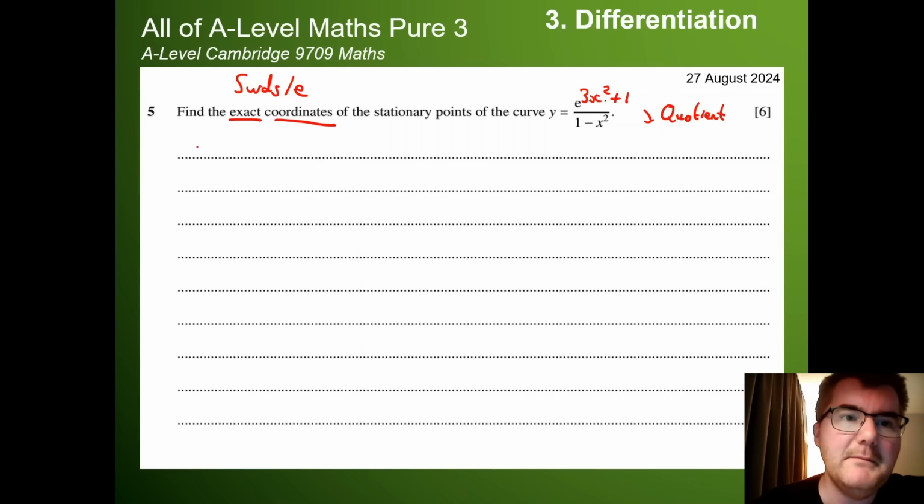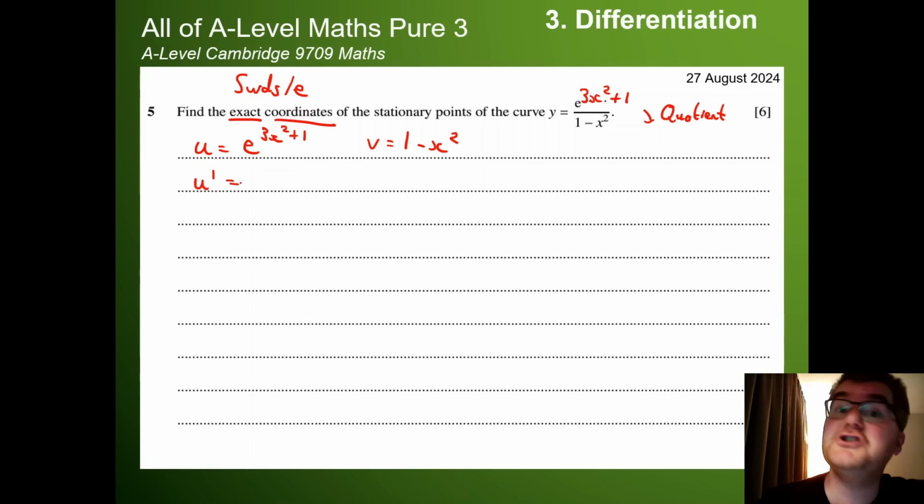So first of all, we make the top equal to u, so u is equal to 3x squared plus 1, and then v is equal to 1 minus x squared, and we're going to differentiate both here. So if I differentiate u here, remember we're using the chain rule here, so the differential of 3x squared, that's equal to 6x, and then we keep the e stuff alone.